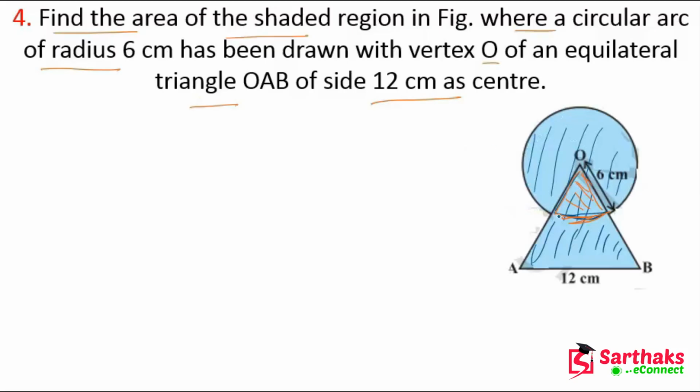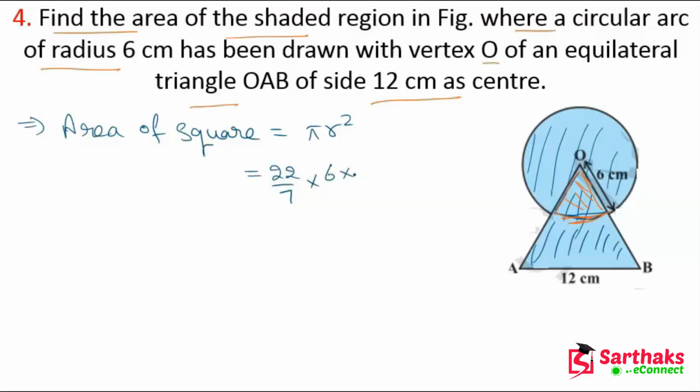First of all, we have to find the area of the circle. Let's find it. The area of the circle is equal to pi r square. The radius is 6 centimeter. So 22 upon 7 into 6 into 6. If you solve this, we get 792 upon 7 centimeter square. This is the area of the circle.